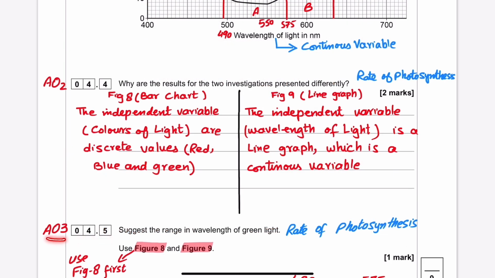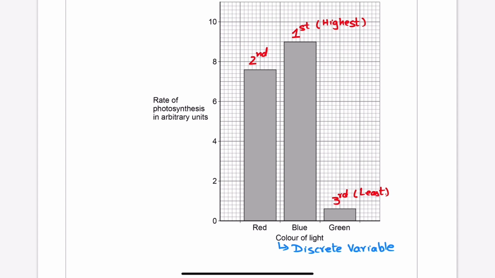4.5 is an AO3 question, which is from the rate of photosynthesis. Suggest the range in wavelength of green light. Use figure number 8 and figure number 9. I will advise the student they should use figure number 8 first before using figure number 9. Among all three colors, blue, red, and green, the rate of photosynthesis is the highest for the blue color. Second place is for the red color, and for the green color, the rate of photosynthesis is the least.